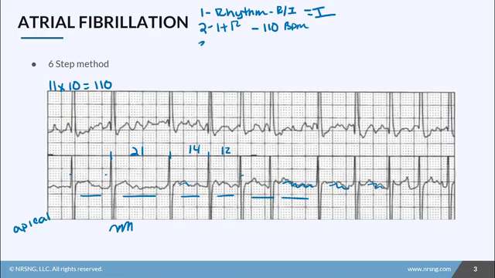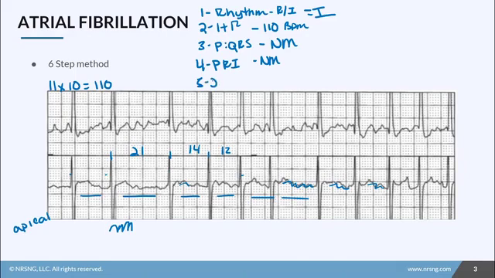Now let's do step 3, and that would be the P to QRS ratio. Do we have one P wave followed by one QRS? And because there are no obvious P waves, it's hard to determine if we have a 1-to-1 ratio. So we would call this not measurable. In step 4, we got to do the PR interval. And again, because there are no identifiable P waves, this would also be not measurable.